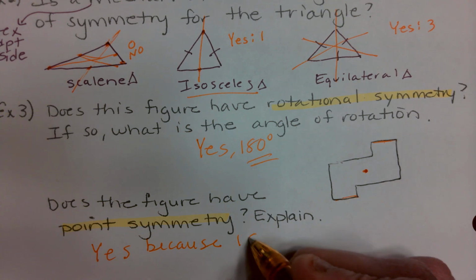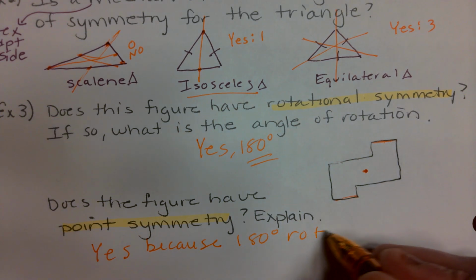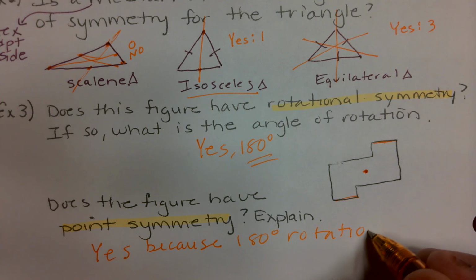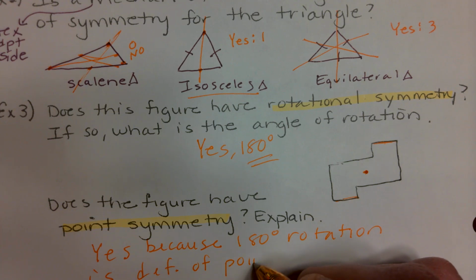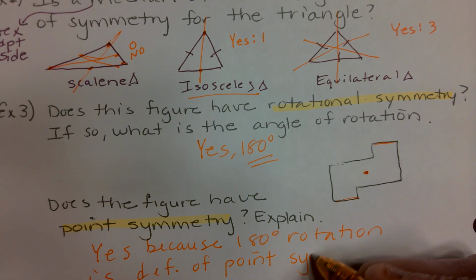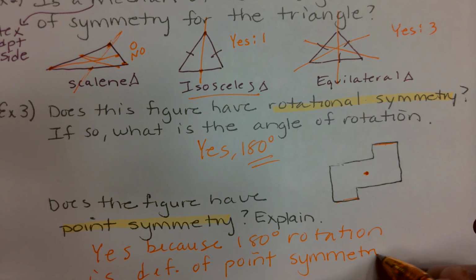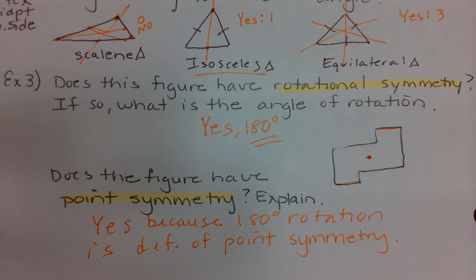Because 180 degree rotation is the definition of point symmetry. So you can think of point symmetry kind of underneath rotational symmetry. It's a more specific one.